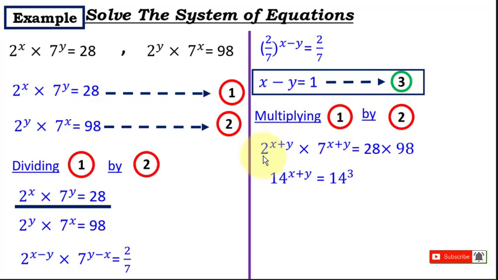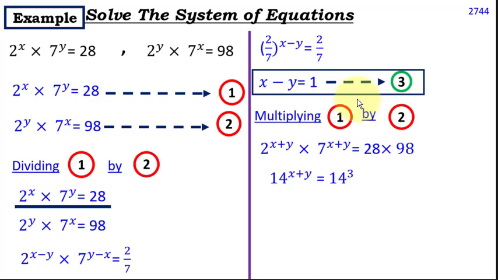We can write 2 times 7 equals 14 raised to the power x plus y equals 28 times 98. It will be 14 raised to the power 3, or 14 cubed. To find the exponential form of this number, 28 times 98, it will be 2744. How can we find the exponential form of this number? By factoring. You can factor this number to its prime factors.